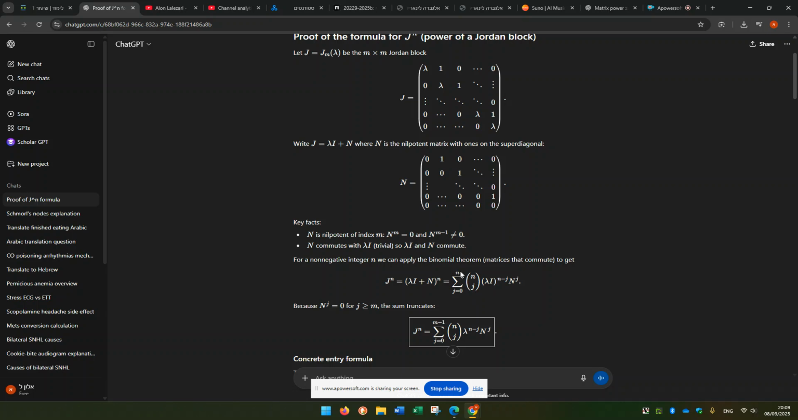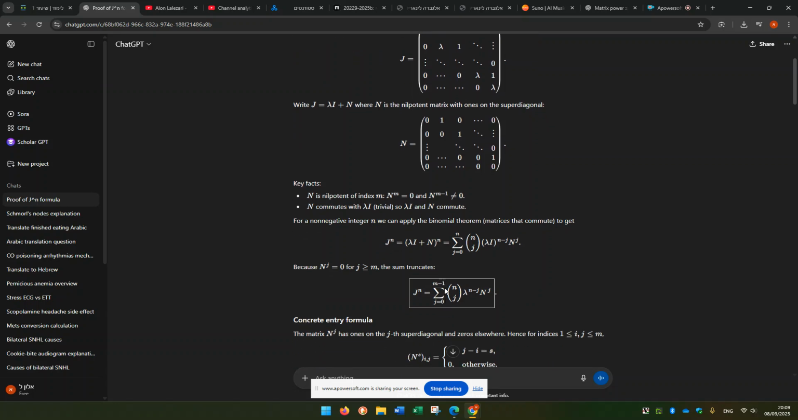Now, we don't really need to go until n. Assume n is greater than m, because you know that for every m or above, N to the power of m is 0, and here we'll get 0. So we just need to go until m minus 1. Everything else far beyond it will be just zeros. So we'll go until m minus 1.